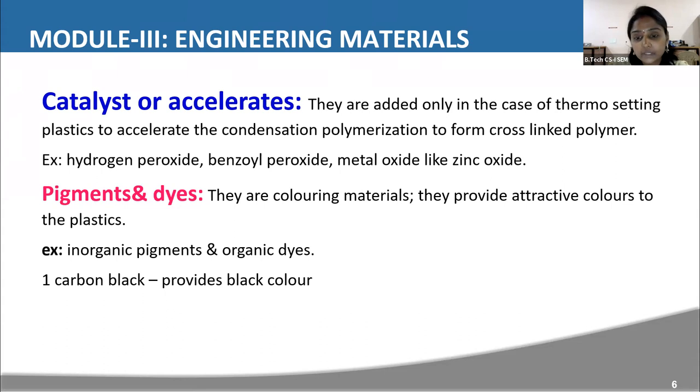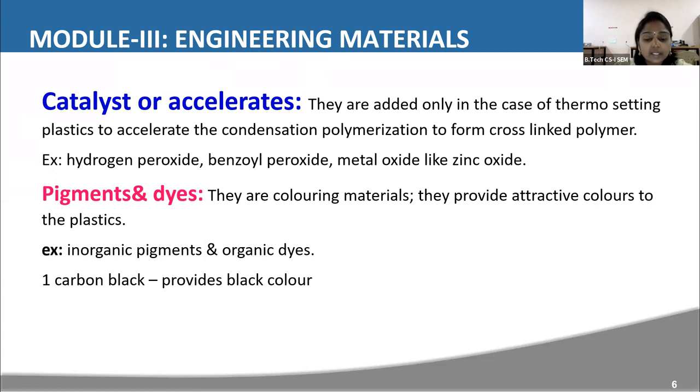Benzoyl peroxide, C4H10O4, and metal oxides, like zinc oxide, ZnO2, MgO2. Next, pigments and dyes. They are coloring materials. They provide attractive colors to the plastics. Example, inorganic pigments and organic dyes. Carbon black provides the black color.